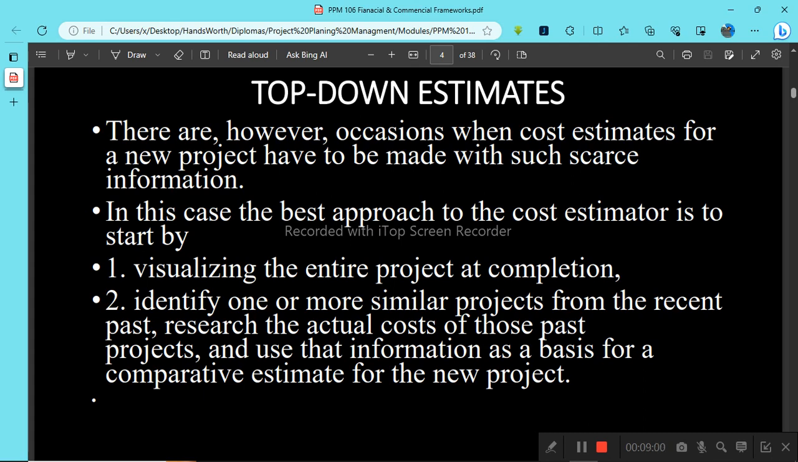The first one is you have to start visualizing the project as already completed, and then you need to do research on similar projects that have been completed already. From there you can ask how much was spent, or how much money was pumped into that project, or how much it cost for that project to be completed. Then from there you can begin to make comparative estimates for your new project, the project that you want to implement.